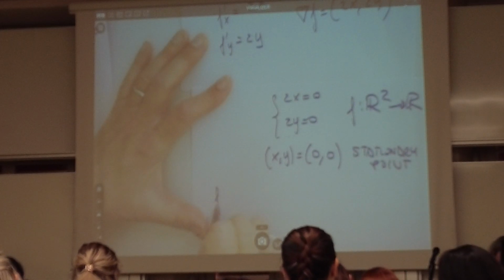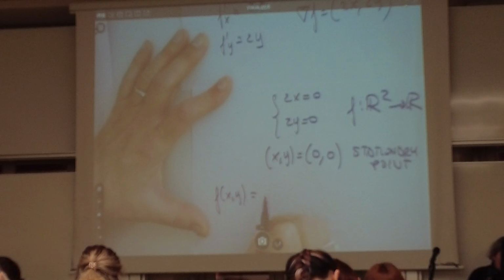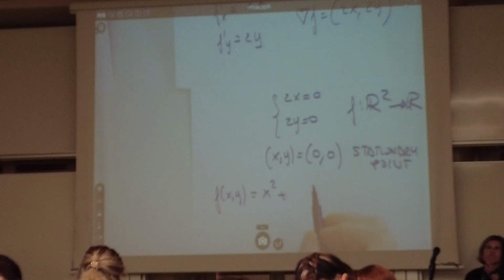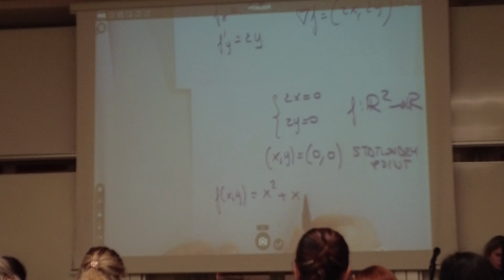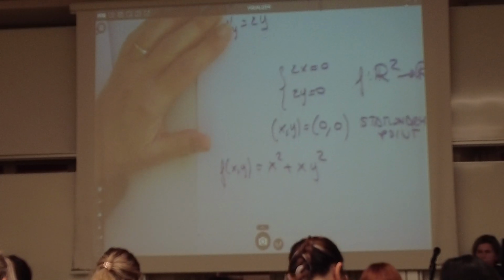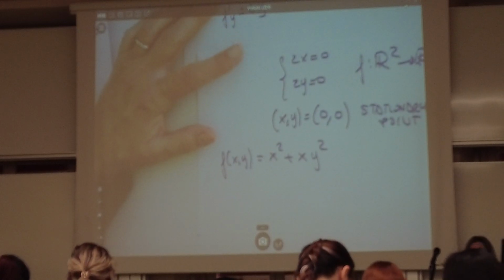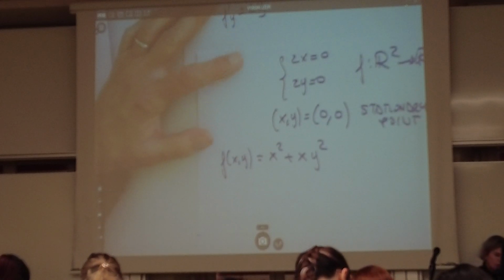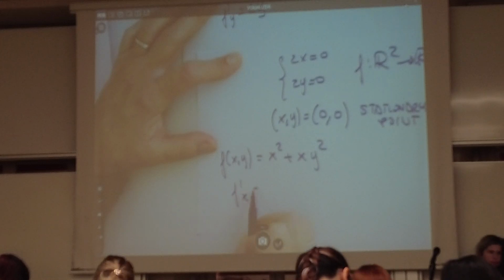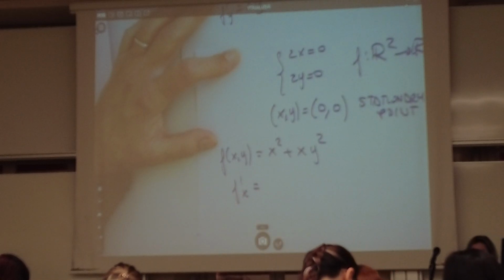Another example, if you have x squared plus xy squared, I ask you again for the stationary point. What you need is again to check the derivative.